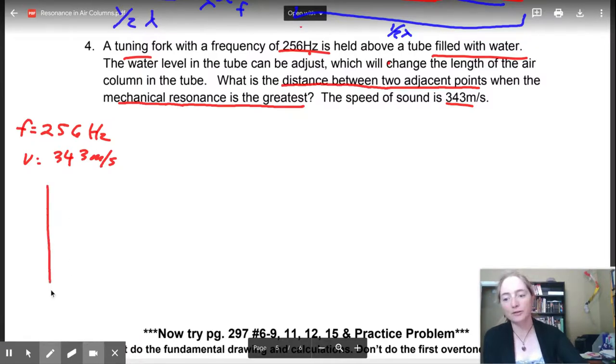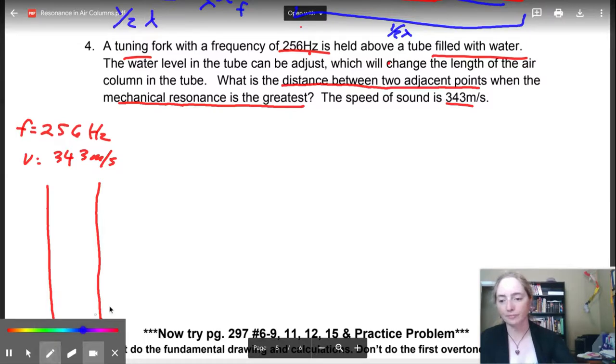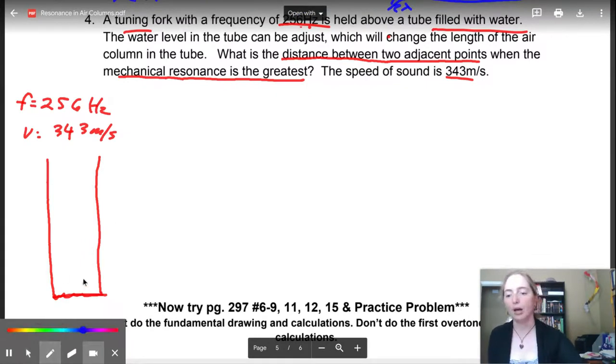So let's draw ourselves a closed air column. There's the water level, so that's where our tube is closed. Well, ladies and gentlemen, I did not say this is the fundamental frequency. I said this is a frequency. We want two points where mechanical resonance is the greatest, so let's do some drawing here. I'll switch to blue for our wavelength, and maybe scroll down while I'm at it. There we go. I'm just going to draw a wavelength in here.